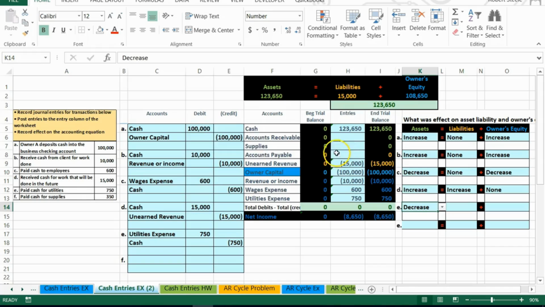What happens to liabilities? Well, I can delete this and say liabilities are at 15. If I undo that, we're still at 15. Therefore, no effect here, none.